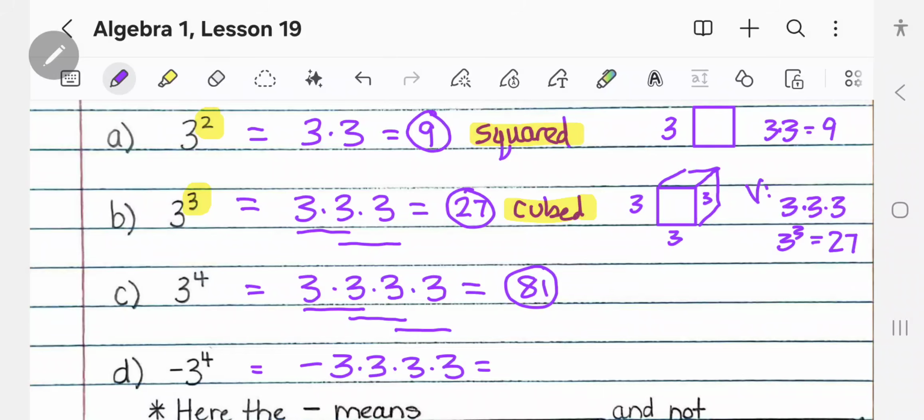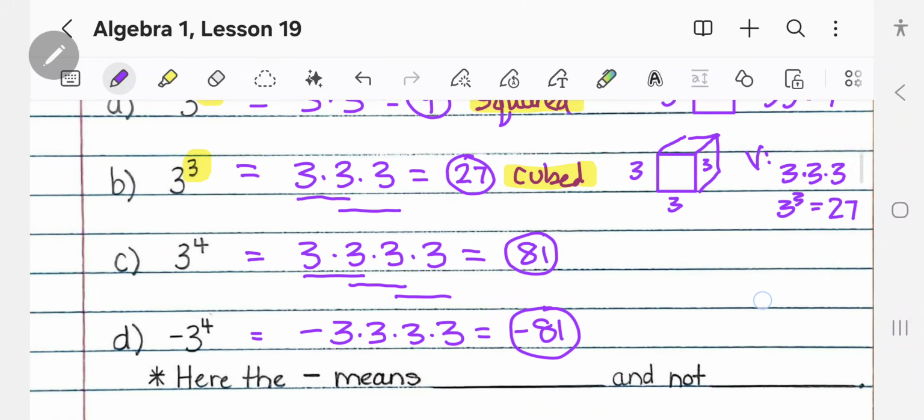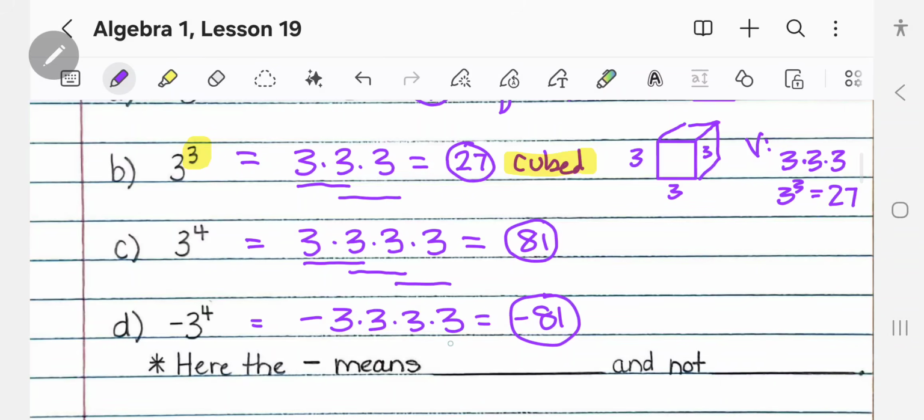Now this is very important to understand. The base here is 3 and the exponent is 4. So this would just mean the opposite of what we got in C, right? So that would be the opposite of 81, or negative 81. 3 times 3 is 9, times 3 is 27, times 3 is 81, and then you take the opposite. So here, that negative symbol, or subtract, means opposite. And we're not thinking about it as negative here.